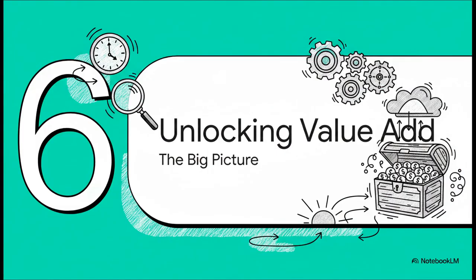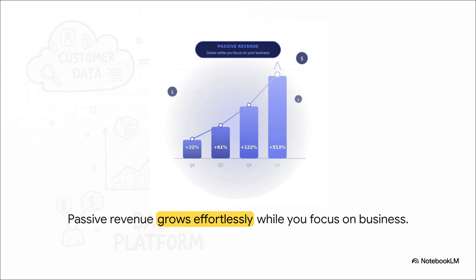Finally, Section 6. Unlocking the value add. This whole process creates a tremendous financial impact. It's what we call the iceberg model of hidden potential. Most of your business's true value is currently submerged, hidden in the form of unused data. With SMMT bridging the gap, your passive revenue effortlessly grows quarter over quarter, all while you get to focus entirely on your core business. You let brands bid on your audience, generating revenue effortlessly in the background.